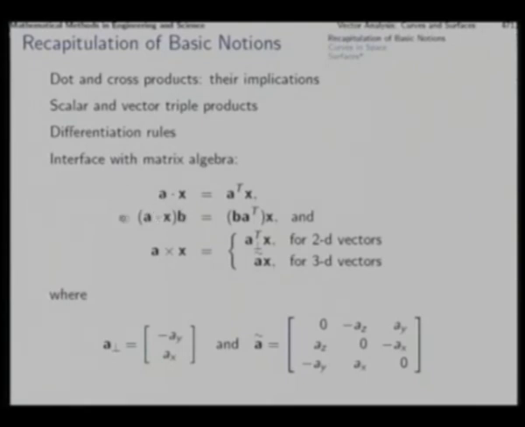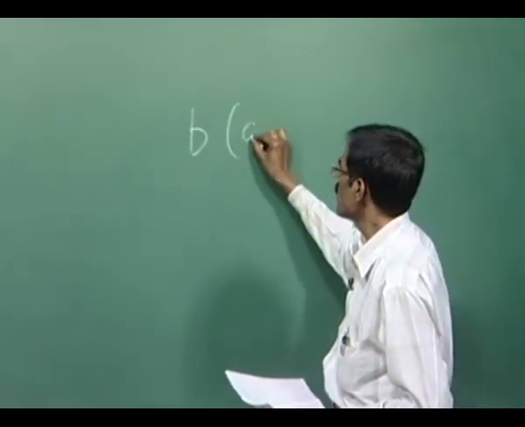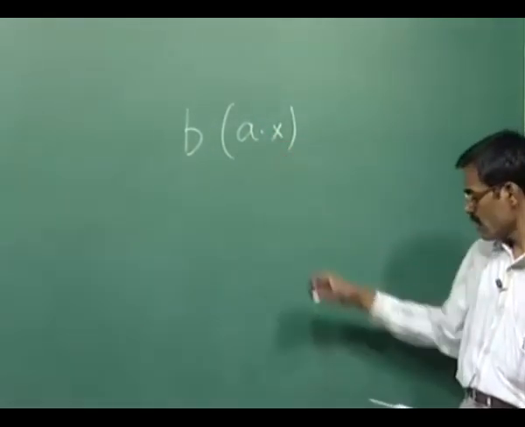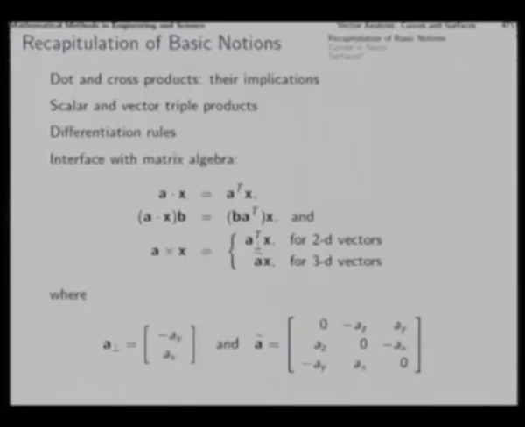And if you keep b on this side, then you have an expression which looks like b (A dot x), and here in this A dot x, if you use this relationship, that is A transpose x, then you will find that you have all three linear algebraic notions. b is a column vector, A transpose is a row vector, and then x is again a column vector.